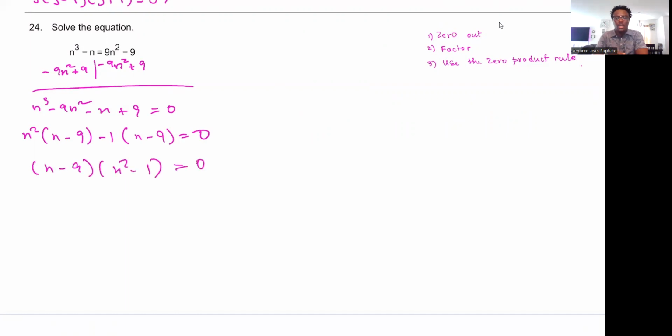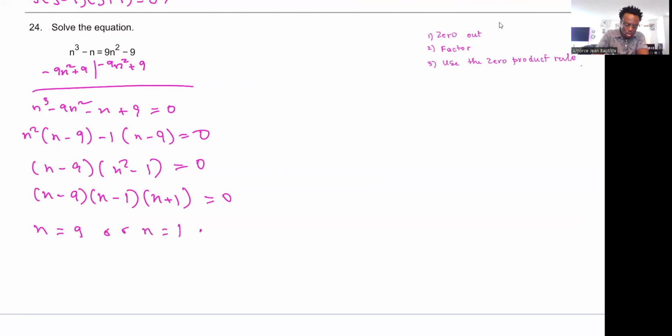Use the difference of squares to factor again. N minus 9, n minus 1, n plus 1 equals 0. And then n equals 9, or n equals 1 from the second factor, or n equals -1. Your solution is 9, 1, -1.